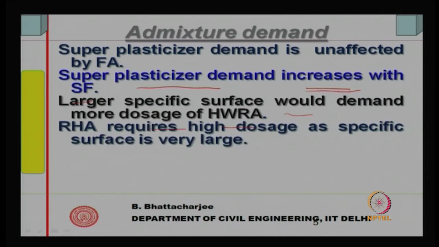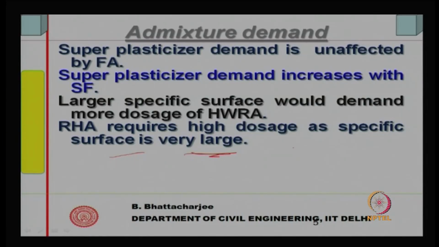Rice husk ash requires high dosage, as we mentioned earlier. Rice husk ash requires very high dosage because its specific surface is very large. Because of their cellular structure, they consume much more superplasticizer, as their specific surface is much higher than even silica fume, although the structure is somewhat different. The physical structure is cellular rather than spherical or something of that kind. As a result, surface area is very large and a high dosage of superplasticizer is required in the case of rice husk ash.